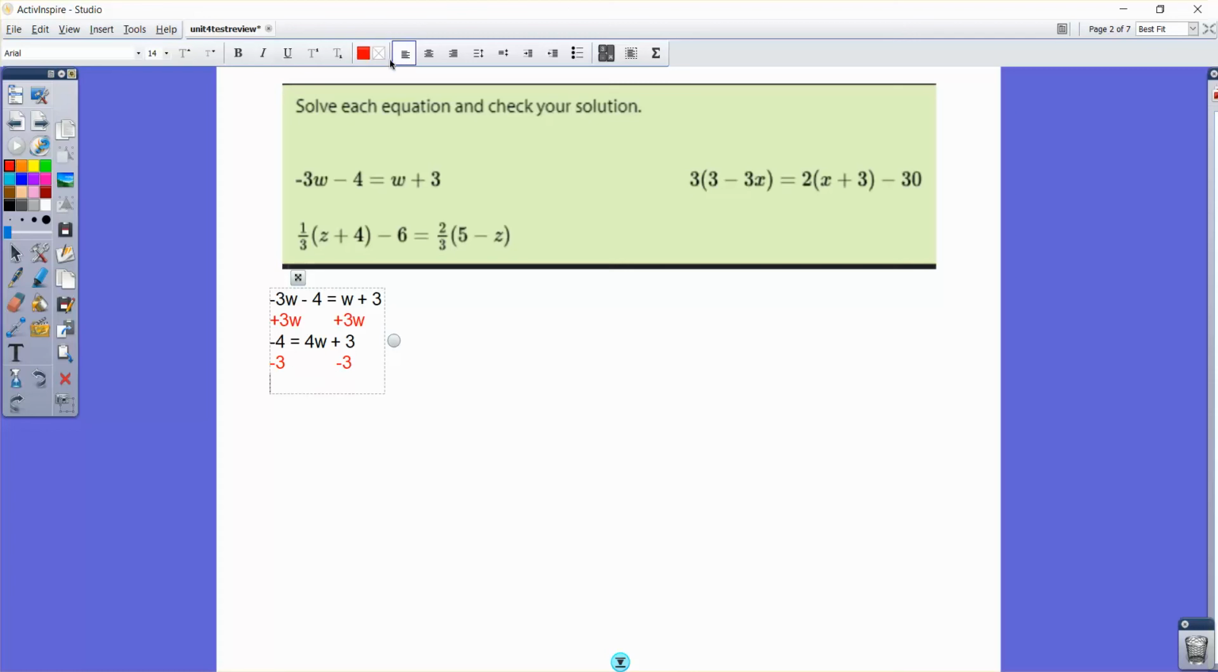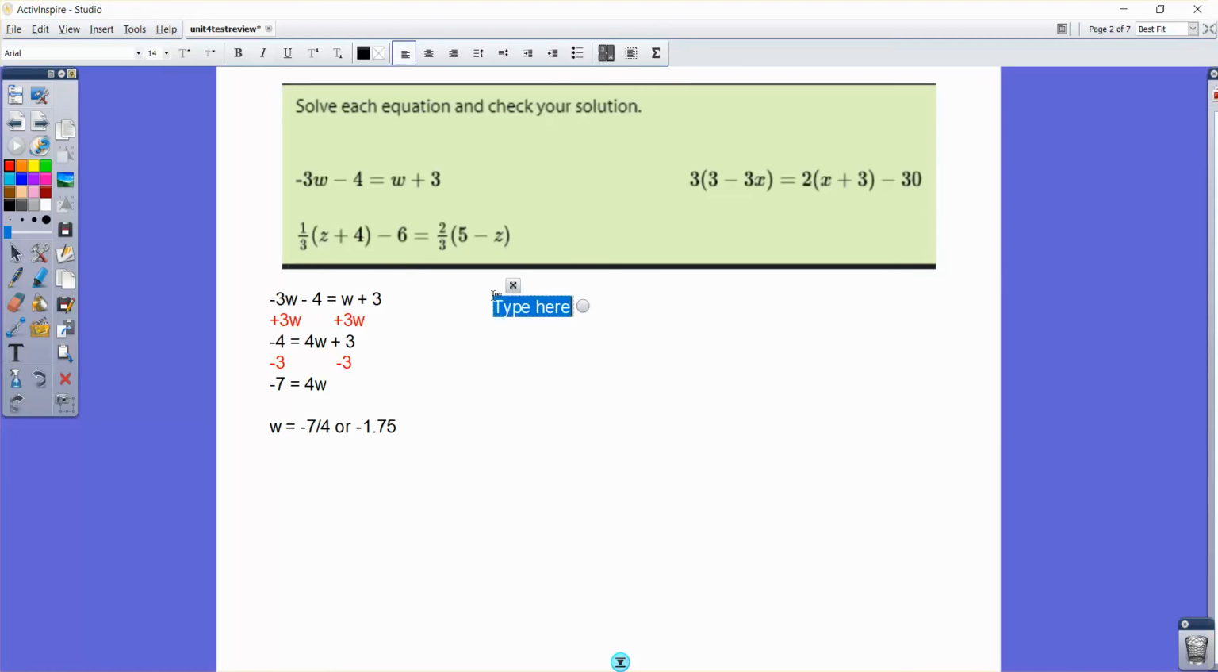So then what do we get here? When we do that, we have -7 equals 4w. And then if I divide both sides by 4, that would give me w equals negative, positive is negative, so -7/4. Or if you like decimals, -1.75. So that takes care of that equation.